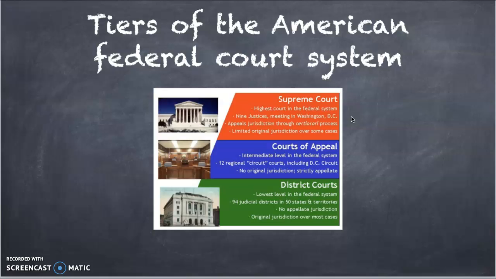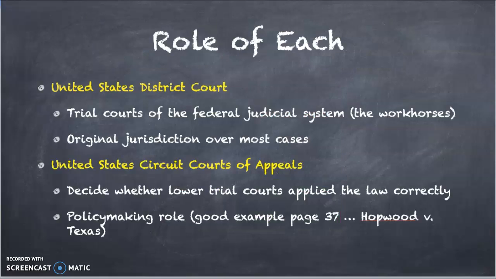It's the highest court in the federal system, and obviously, it's the supreme law of the land. We have 9 justices that meet in Washington, D.C. Appeals jurisdiction through certiorari process, limited original jurisdiction over some cases. So in other words, unlike the courts of appeals, the Supreme Court decides which cases it wants to hear. And shortly, I'll describe how they go about deciding those cases.